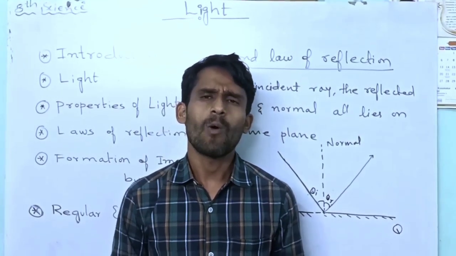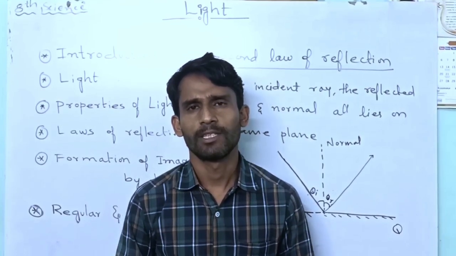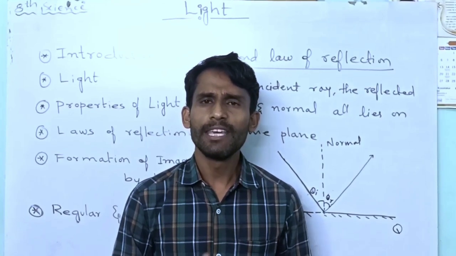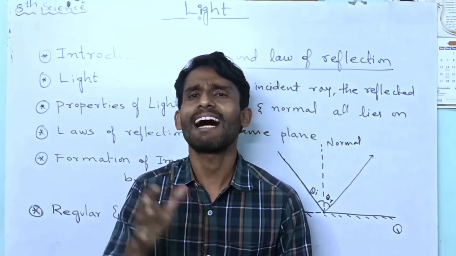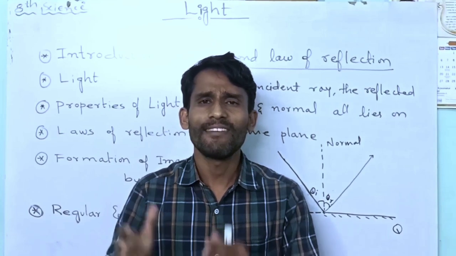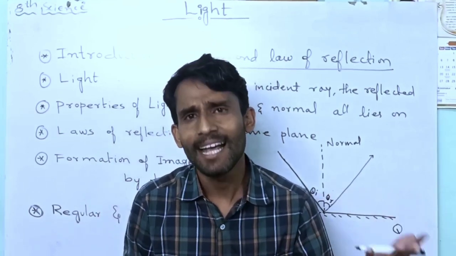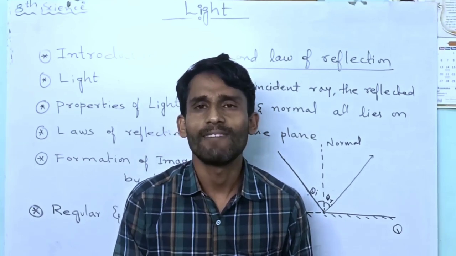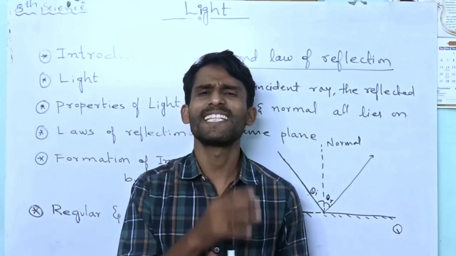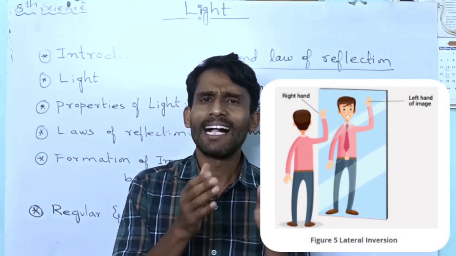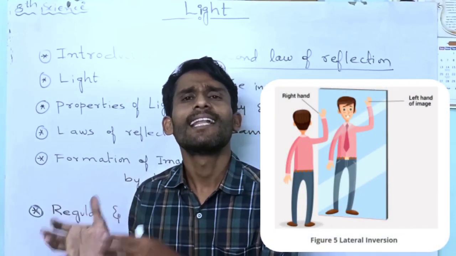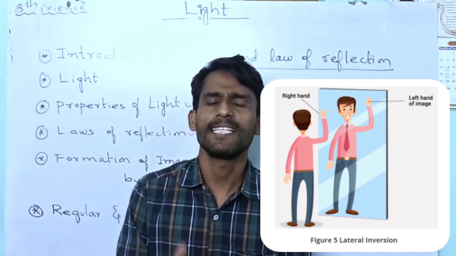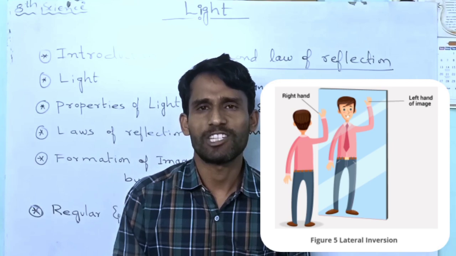Okay dear student, next point, what is lateral inversion? Dear student, when an image appears, if the left side of the image appears at the right side, and the right side of the image appears at the left side, we can say that is lateral inversion. Dear student, you observe this picture. Here the right side image appears on the left side, and the left side image appears on the right side. This we can say is lateral inversion.